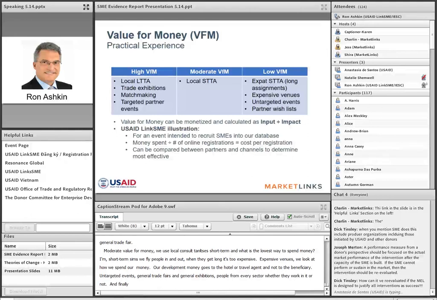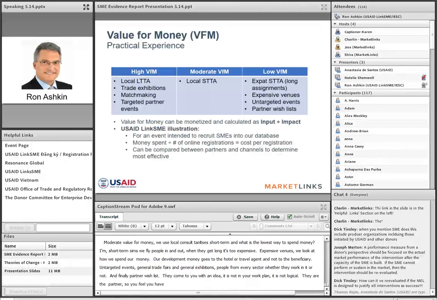The partner just comes to you with an idea. It wasn't in your work plan. It's not logical. It doesn't have a sound theory of change behind it, but you feel like, well, they're our partner. We have to do it, and you pay their bill. It's a poor way to spend your money.